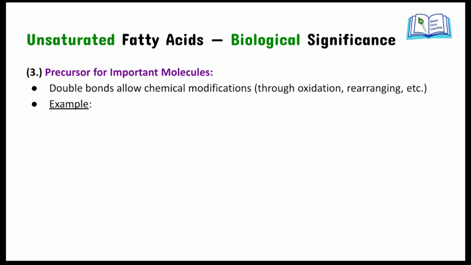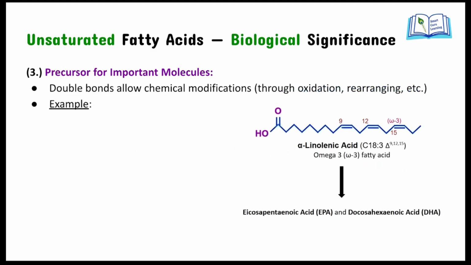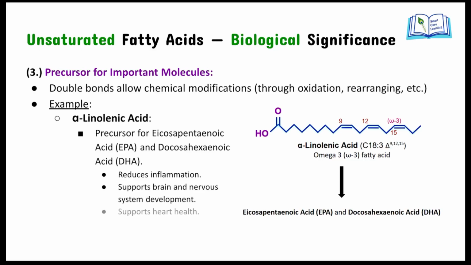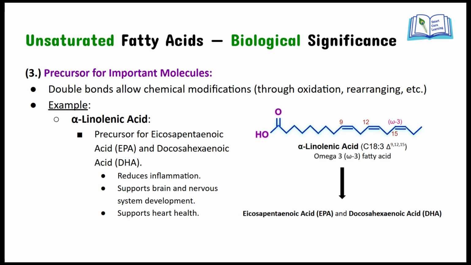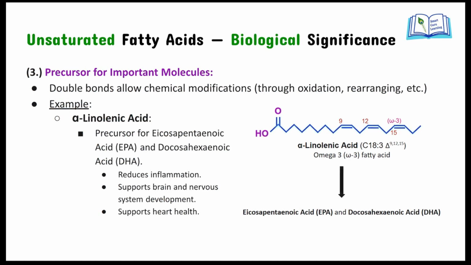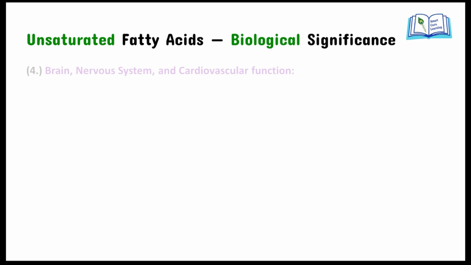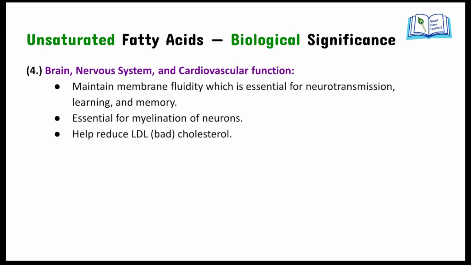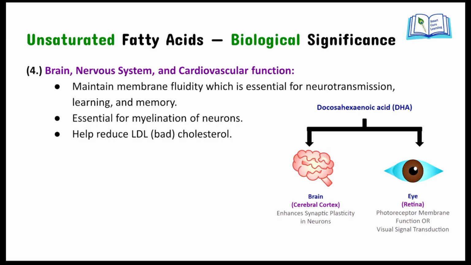Similarly, alpha-linolenic acid is a precursor for eicosapentaenoic acid or EPA and docosahexaenoic acid or DHA. This helps to reduce inflammation, support brain and nervous system development, and promote heart health. Unsaturated fatty acids are also vital for neurotransmission, myelination, and cardiovascular function. They help to reduce triglycerides and low-density lipoprotein or LDL cholesterol levels.